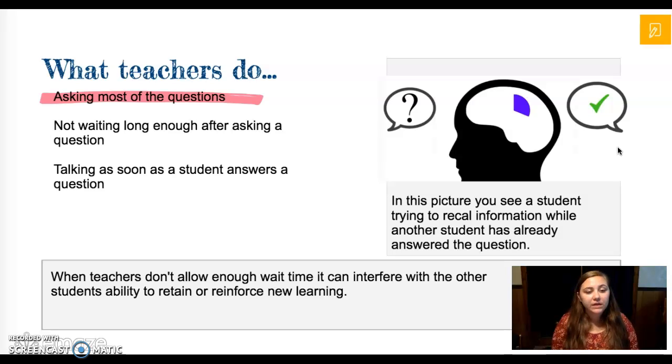What we also do sometimes is we don't wait long enough after asking a question. That goes back to the wait time. We've got to be just a few seconds more patient, and you will get a lot better response out of your students. We also talk as soon as students answer the question. So when Billy answers with 2 + 2 = 4, I'm just like, yeah, that's right.